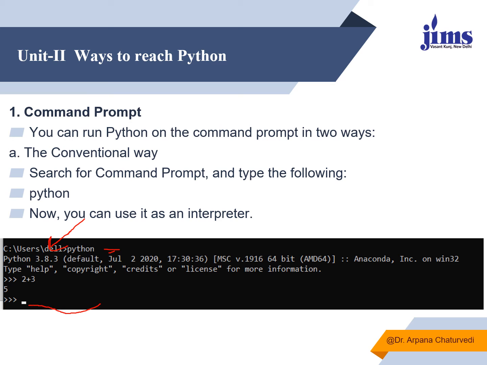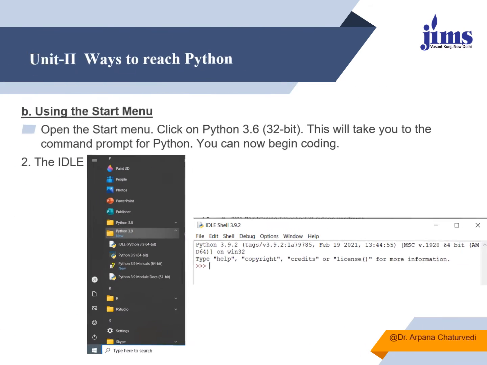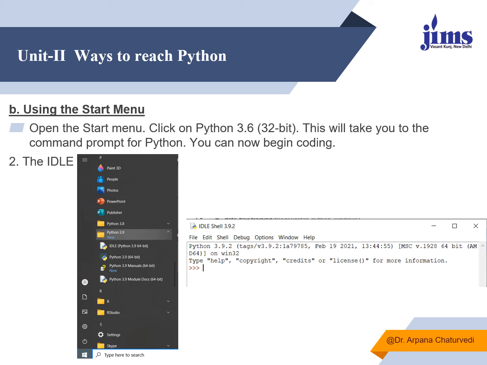This is a prompt. Here you can write some statements, like I have written 2 plus 3, so it is showing the output as 5. So this is one of the ways to check whether Python is installed or not. Another is you can go to the start menu and from there select Python 3.9. The moment you select it, you will see this kind of window appear, and this is again a prompt. Here you can write 2 plus 5 again and you can see the output.